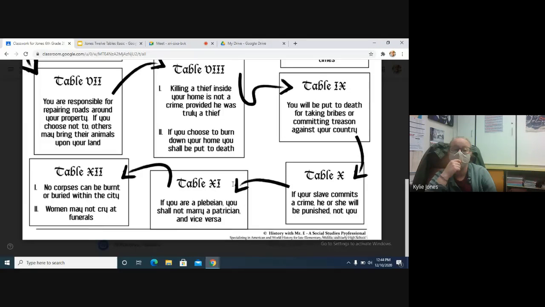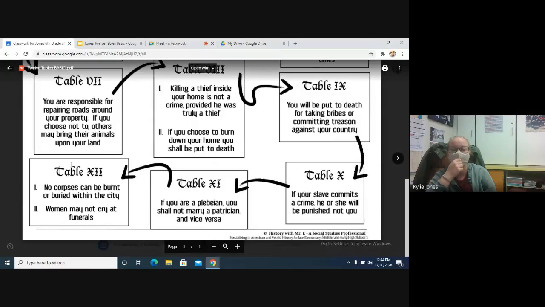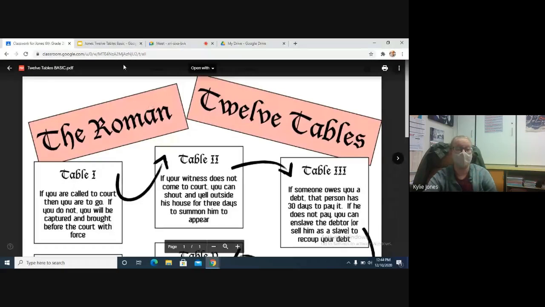A corpse is a dead body. Our last one, table number 12, says no corpses can be burnt or buried within the city. So you cannot burn or bury a dead body inside the city walls, I guess. And then, the last one: women may not cry at funerals. Yeah, these are some interesting laws. I guess they can cry when they get home, but they cannot do it when they're at the funeral.